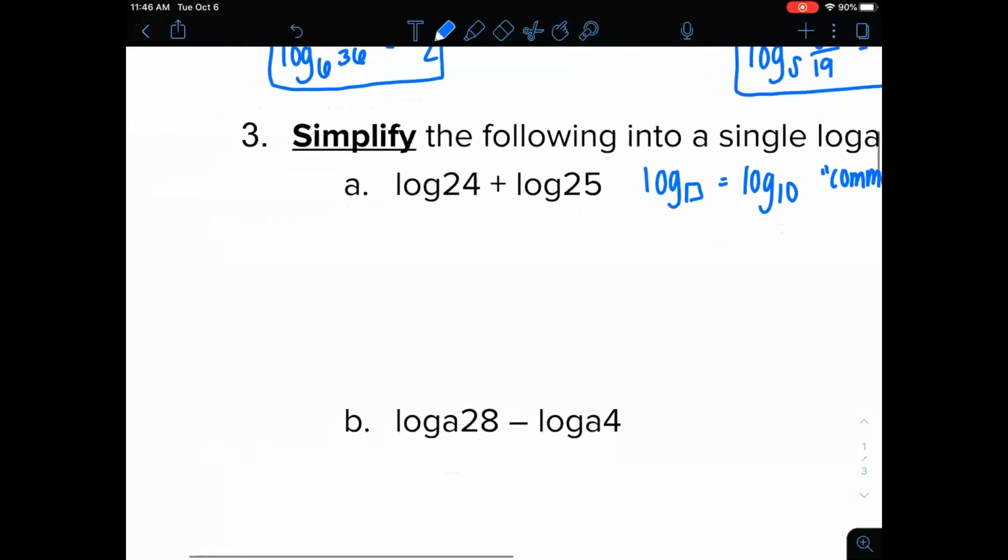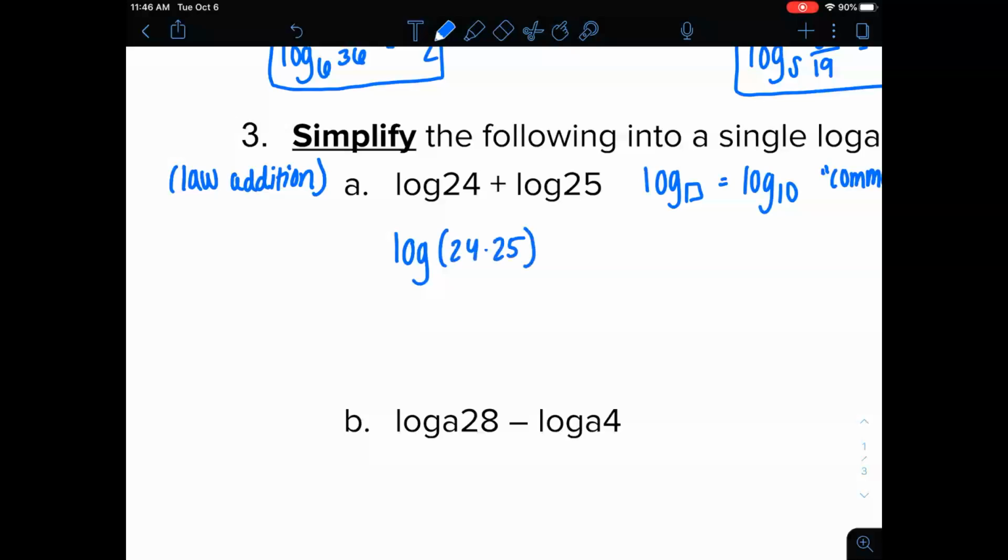Now, in order to solve this problem, I already have 2 simplified logs, and I have the addition sign. So I'm going to use my law of addition. What that law of addition says is, as long as my logs have the same base values, when they're being added together, they get multiplied together. So this is actually log base 10 of 24 times 25.